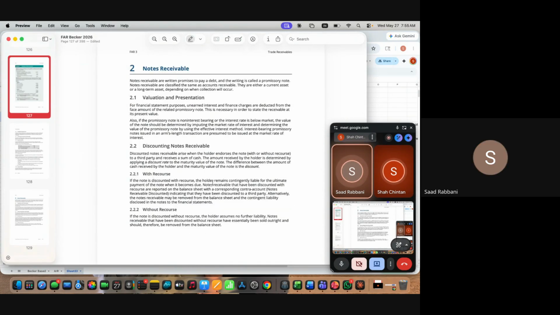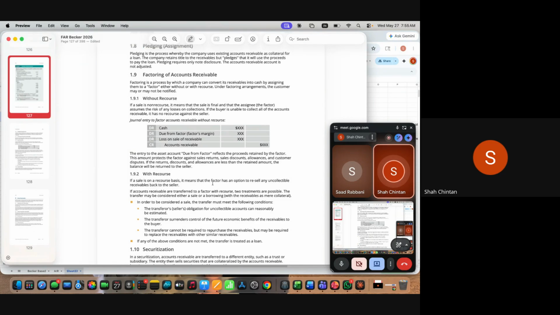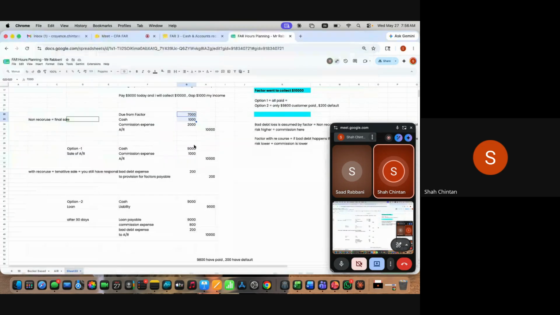The line they have after the entry. So the entry to the asset account due from the factor represents the amount which is retained by the factor. So it's exactly the same, right? The factor has now retained 7,000 with himself. He is not giving you right now.